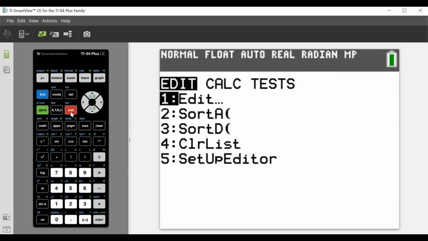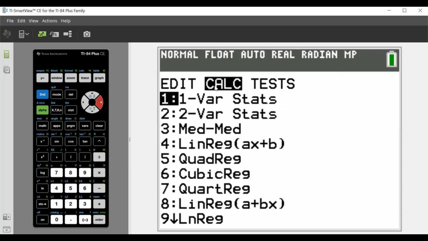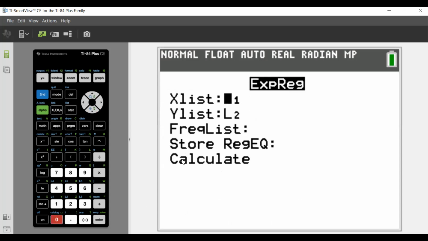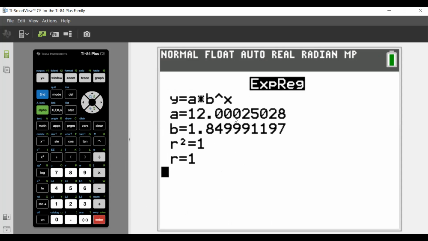Now we hit stat again, arrow over to calc. Now we want the exponential, so I'm going to arrow down because I know it's number 0 here. And so if we go up here and we see 0 is the exponential, we can type 0, and it takes us straight to exponential. Now again, we want to make sure x is L1, y is L2, and then we just arrow down, and now we calculate. And this is our A, this is our B, and it says it's a perfect fit because we only had 2 points, so we better get a perfect fit for that.